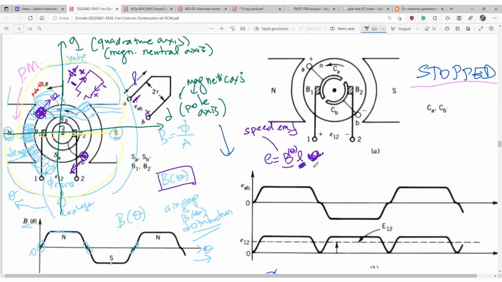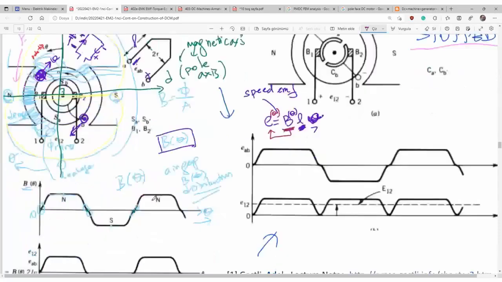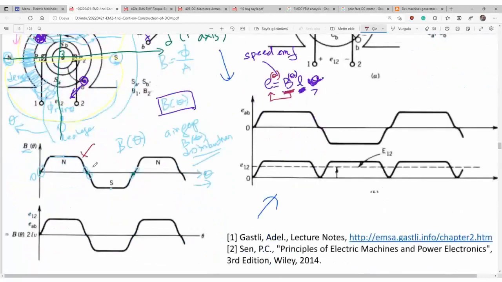And then we move the rotor. So the induced electromotive force, ladies and gentlemen, will be a function of theta. The function will copy itself to here. That was B of theta, and here you see E of theta. The distribution will affect the EMF function.